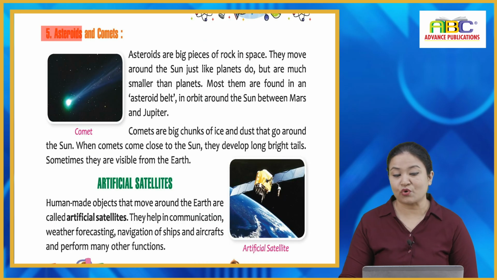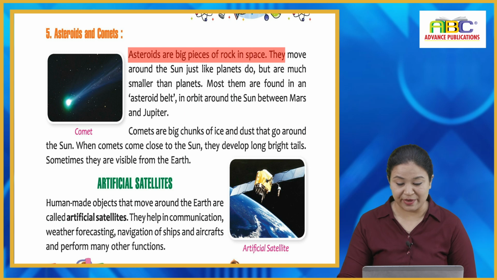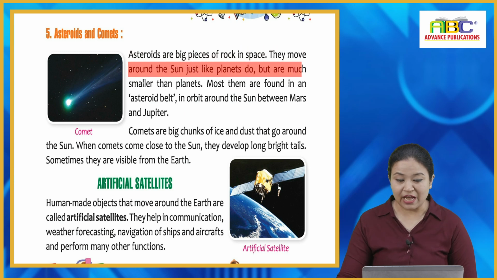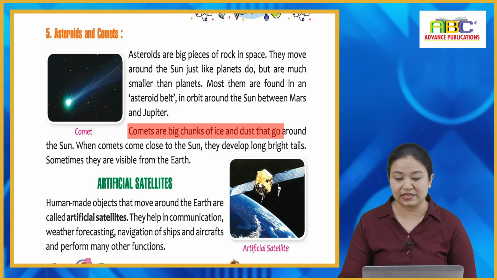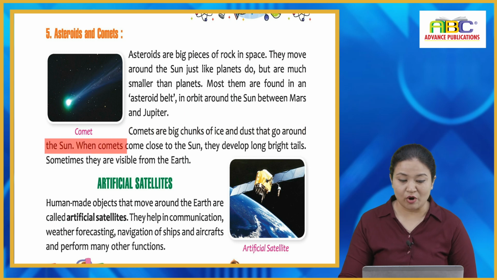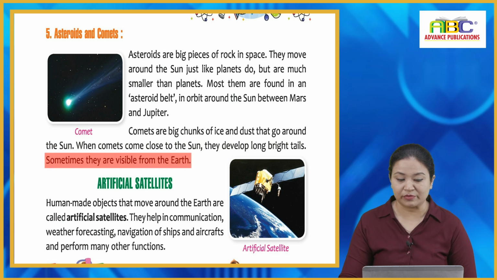Now fifth, asteroids and comets. Asteroids are big pieces of rock in space. They move around the sun just like planets do, but are much smaller than planets. Most of them are found in an asteroid belt in orbit around the sun between Mars and Jupiter. Comets are big chunks of ice and dust that go around the sun. When comets come close to the sun, they develop long, bright trails. Sometimes they are visible from the earth.